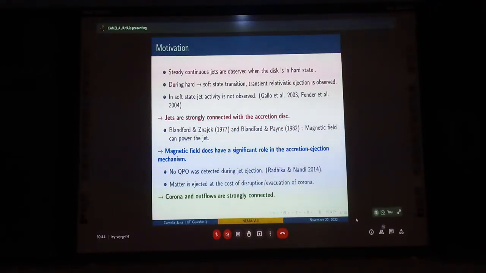So if we want to understand the ejection mechanism fully, the magnetic field is very important to understand. Now, Radhika and Nandi, in their paper, reported that no QPO was detected during the jet ejection. This was explained in a way that the inner part of the disc or the corona, which was responsible for the QPO, was evacuated as a jet, and that's why during the jet ejection, no QPO was detected. So that means corona and outflow are strongly connected. So if we want to understand the jet generation mechanism, we must study the accretion, the corona, and we must incorporate magnetic field in our theory.